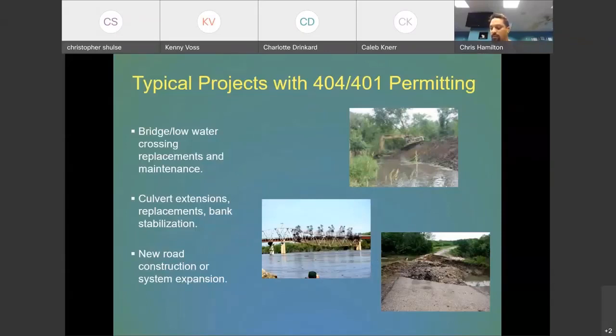Road resurfacing, guardrail replacements, and other similar jobs would not require 404 permitting because they only involve existing road surface and do not involve placement of material in streams or wetlands. Bridge and low water crossing replacements and repair would need some sort of 404 permitting. There are different permits for culvert extensions, replacements, bank stabilization, shoulder work, and then, as I said before, new alignments.